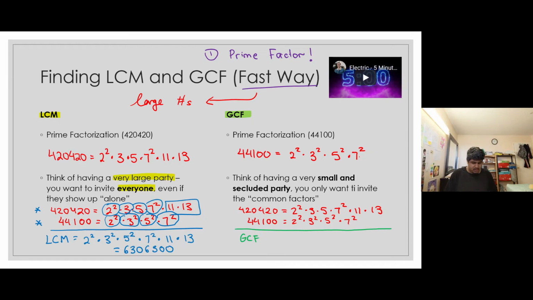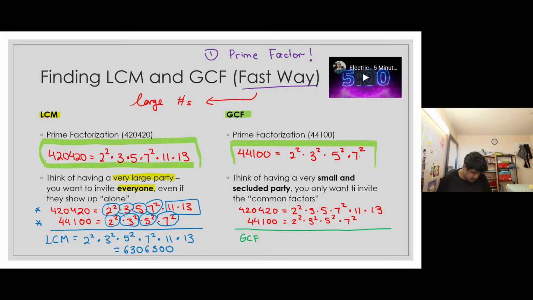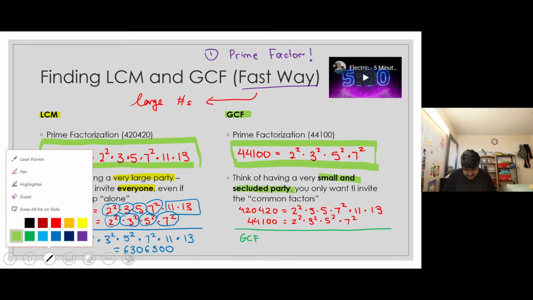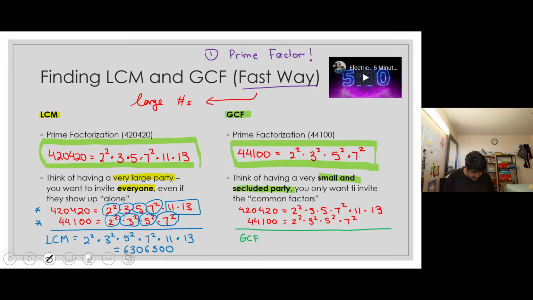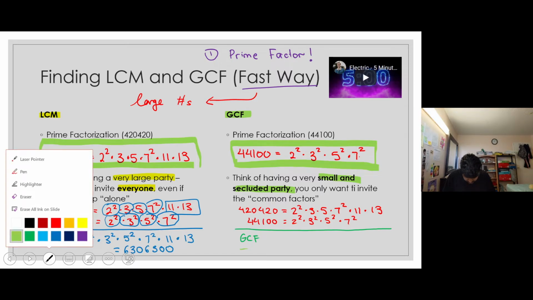So for the GCF, we need to take this number and this number. Instead, we're going to have a very small, secluded, private party. Only people that have a companion or the limited number of people are invited. So we're going to go very, very small and very, very secluded. Let me show you what I mean. Let's quickly switch back to the other green.